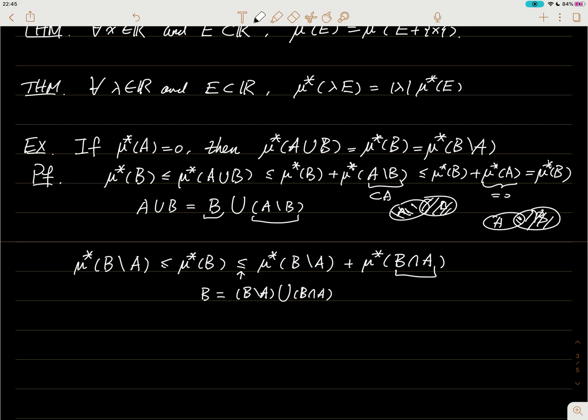Okay, and this is less than or equal to, so this part here, the intersection, is a subset of A. So the outer measure of this set is also less than or equal to the outer measure of A, which is 0. That's why this should be just 0. Okay, and this becomes just mu star of B minus A. But now we show that mu star of B is bigger than or equal to this, but also less than or equal to this. So that's why these two should be equal.